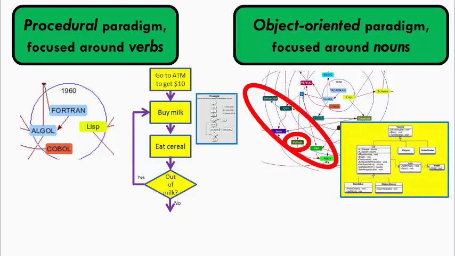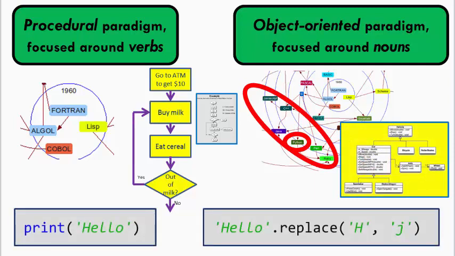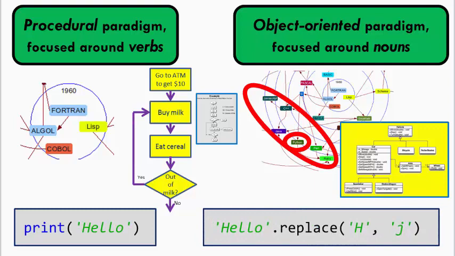Python supports both a procedural notation and an object-oriented notation. You have already seen the procedural notation, as in the print example shown here. The next pair of videos will show you the object-oriented notation, as in the example shown here, where a letter of the hello string is replaced to make hello become jello.